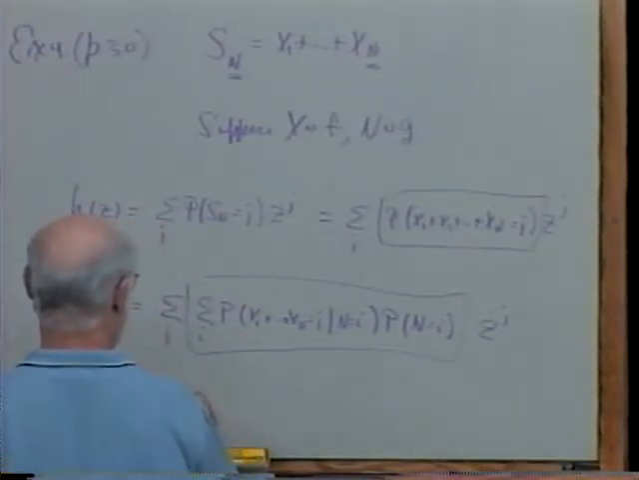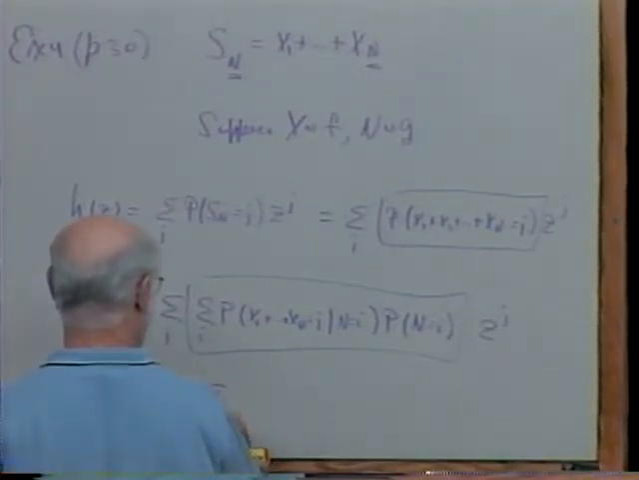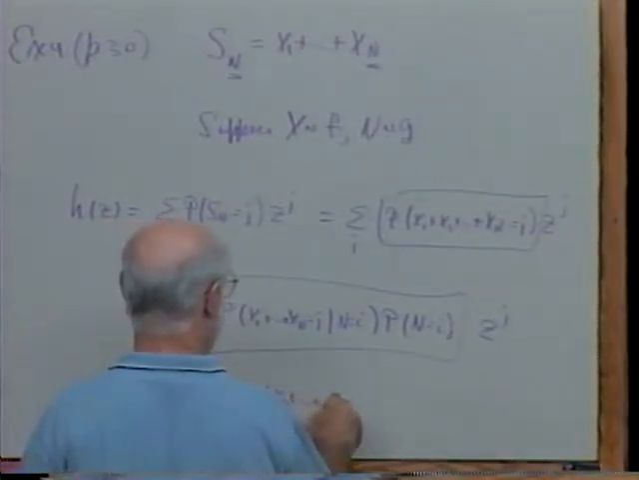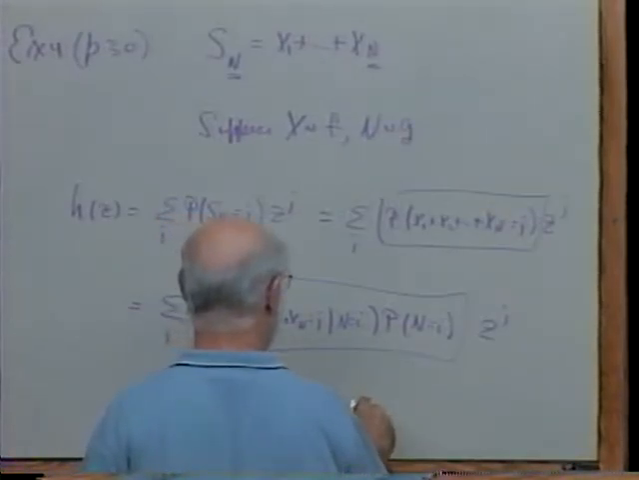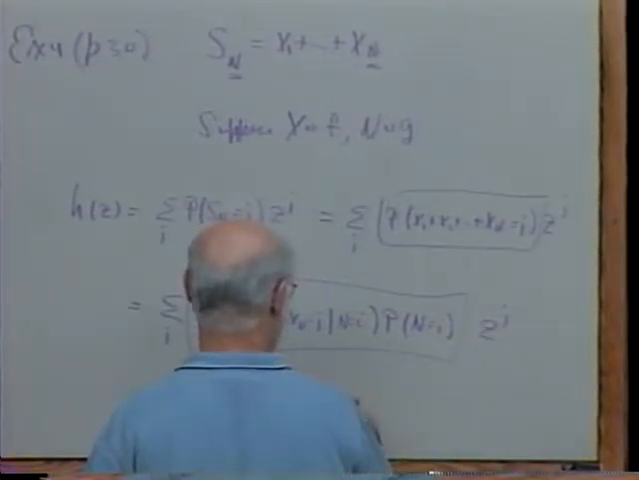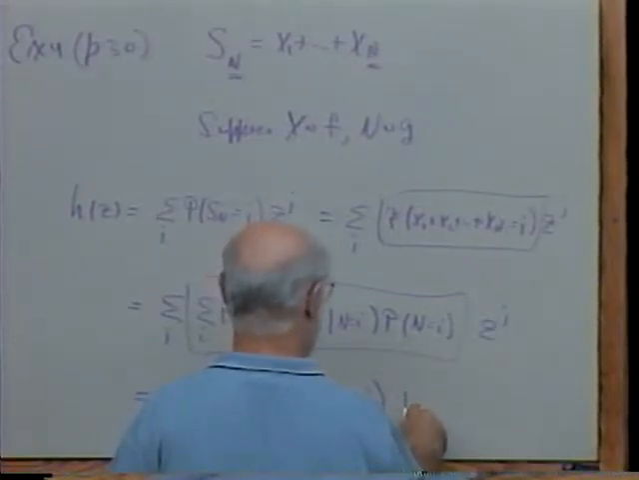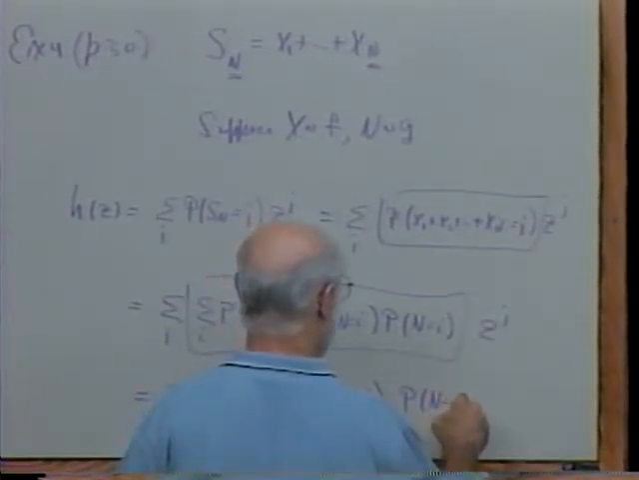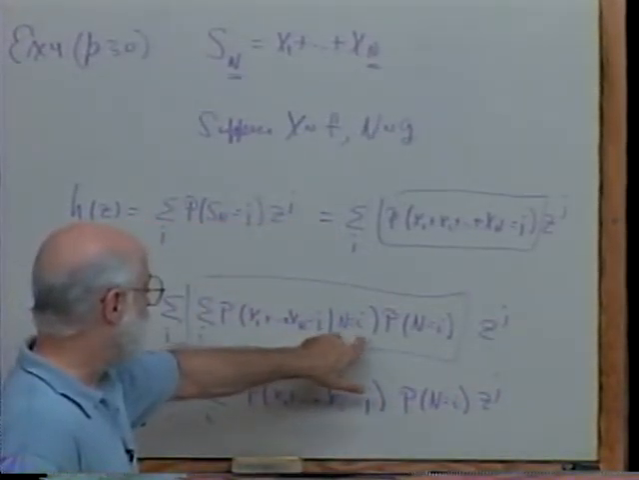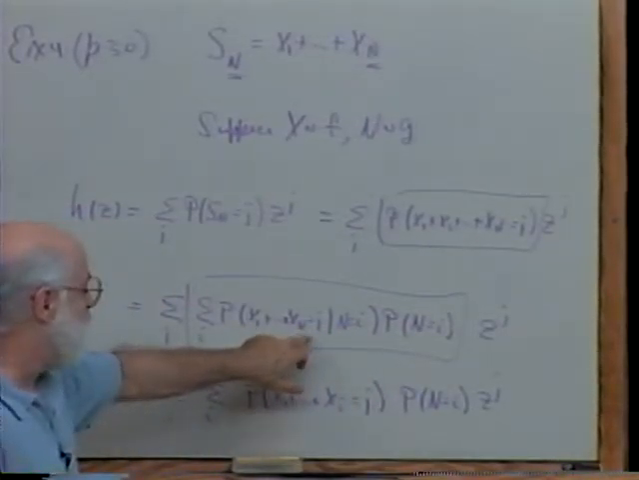Let's write this as the sum over j of the sum over i of the probability that X1 plus through X_i is equal to j, except this is little i here now, times the probability that N equals i times z to the j. So all I did was take this conditional probability and say, since I know that the number of terms in the sum is i, I'll replace that index capital N by i.